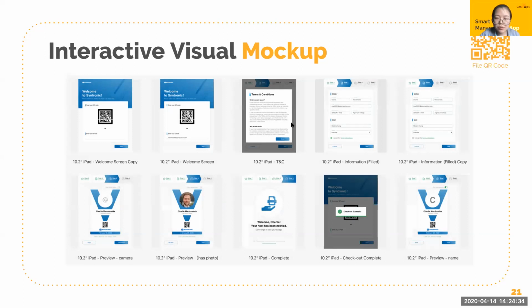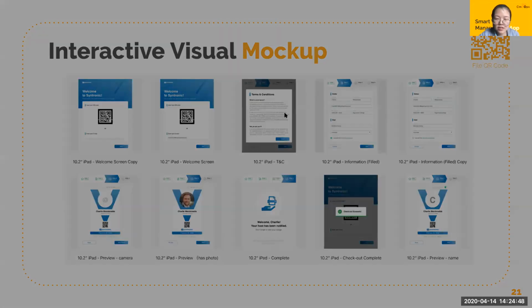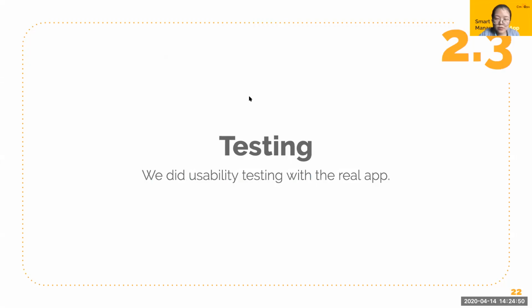So after we present this interactive mockup to our client and they all like it, our developers has finished the main code of this core function in both front end and back end side. Then we just spend a little time to add the design into the code, which allows us to do the usability testing with our real app.